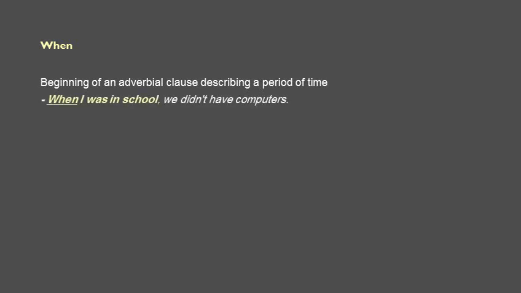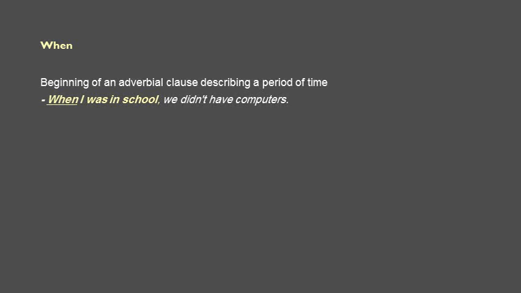Now, let's have a look at the uses of when, while, and as in time clauses. We can use when at the beginning of an adverbial clause describing a period of time. Let's have a look at this example. When I was in school, we didn't have computers. Here when describes a period of time, the time I was in school.